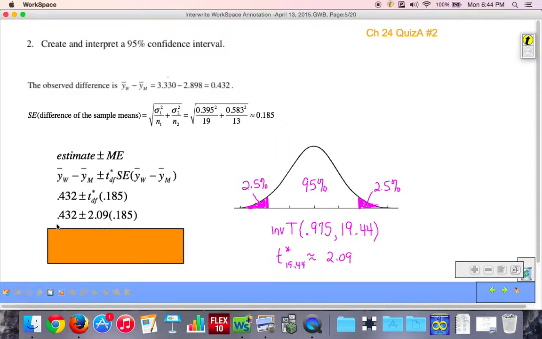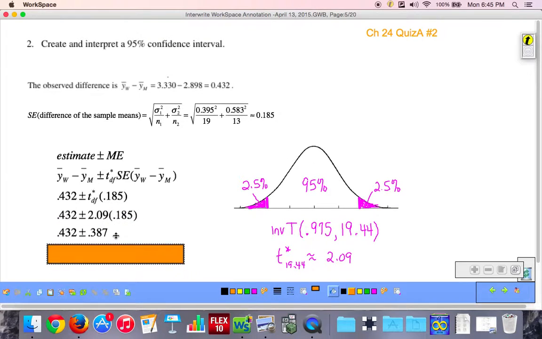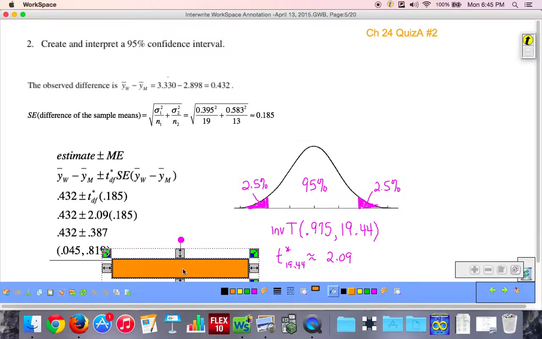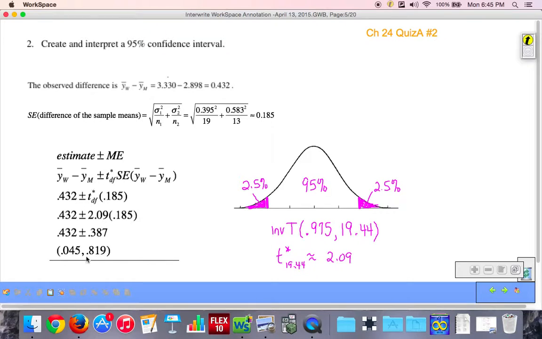And here we get 0.432 plus or minus 2.09, that was our critical t value for a 95% confidence interval with 19.44 degrees of freedom, times 0.185. The rest we can do in our calculator. We then get 0.432 plus or minus 0.387. And then finally, we get our confidence interval. I did see on our last test some people weren't writing their confidence intervals correctly. It's lower bound, comma, upper bound. They should be written in parentheses with a comma in between.